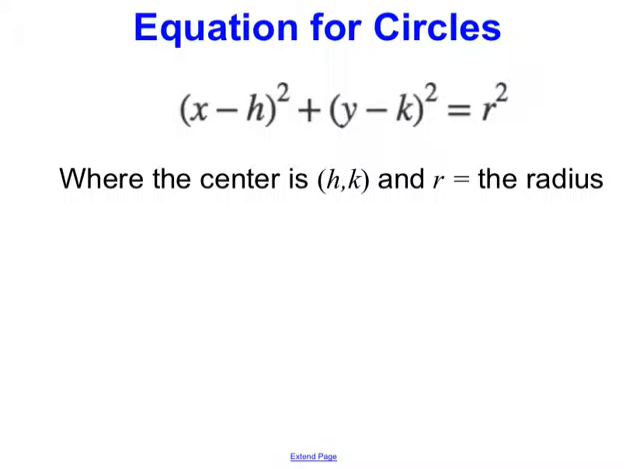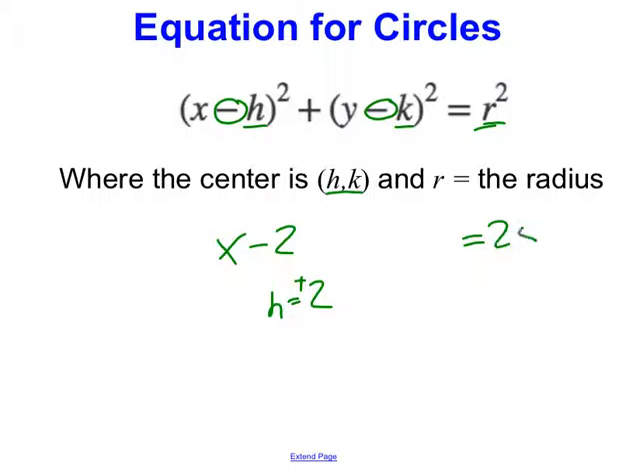Equation for circles, so moving on from trig to a little bit of algebra 2 and actually geometry. So x minus h and y minus k. h, k is your center. Notice it is the opposite sign for h and k. So let's say I had x minus 2. h is actually positive 2. And then it's always r squared for the radius. So let's say this thing equaled 25. That means the radius is 5.